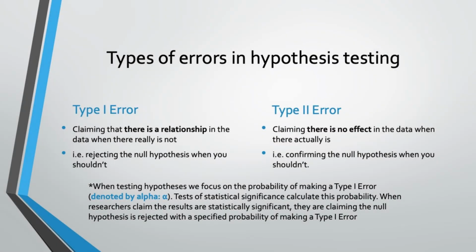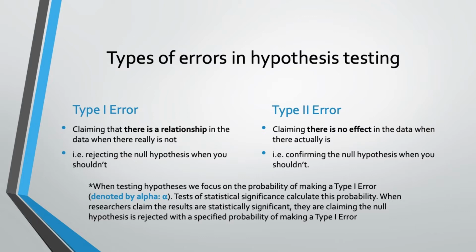And one last thing we have to discuss are types of errors that occur in hypothesis testing. There are type 1 errors and type 2 errors. A type 1 error happens when you claim that there is a relationship in the data when there actually isn't. In other words, you're rejecting the null hypothesis when you shouldn't. Type 2 errors, on the other hand, occur when you claim there is no effect in the data when there actually is. In other words, you're confirming the null hypothesis when you actually shouldn't.